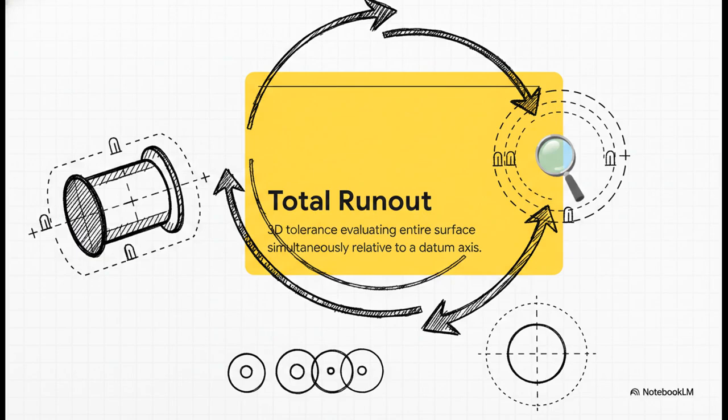And that is exactly where Total Runout swoops in to save the day. Total Runout solves this exact blind spot because it's a comprehensive 3D geometric control. Instead of looking at slices, it evaluates the entire rotating surface all at once relative to a specific datum axis. Because it's checking the whole surface simultaneously, it is significantly more restrictive than evaluating isolated cross-sections. You can think of it as the ultimate gatekeeper for rotating features.